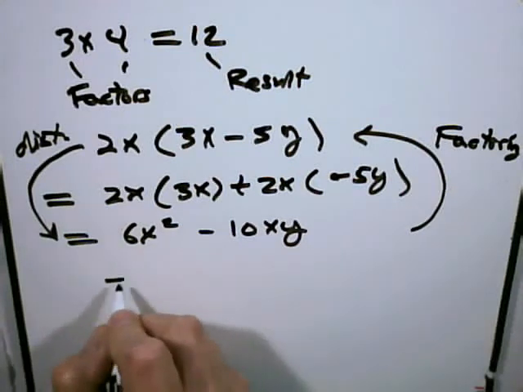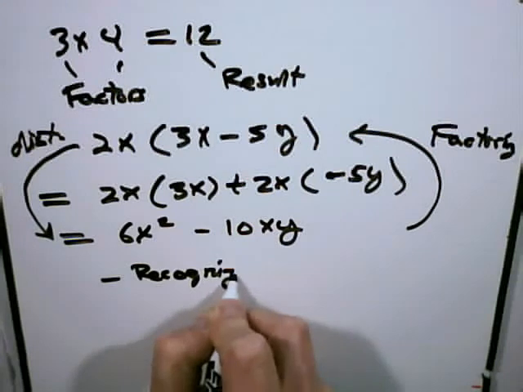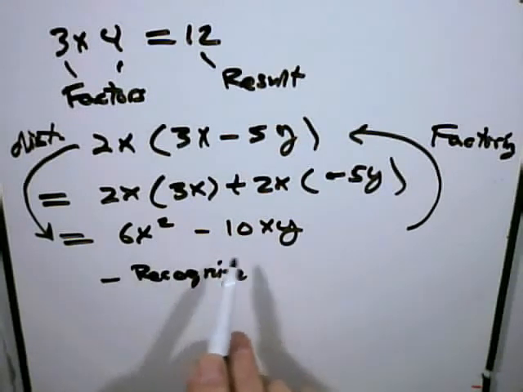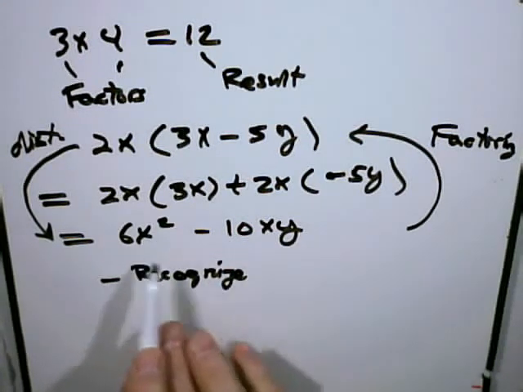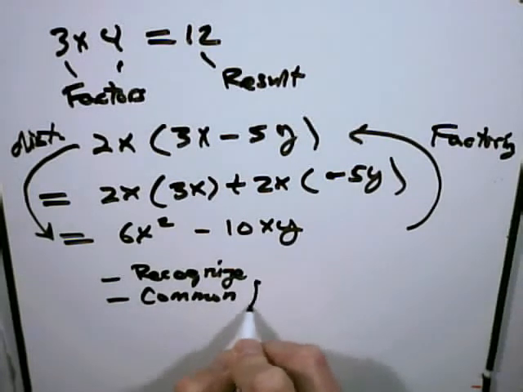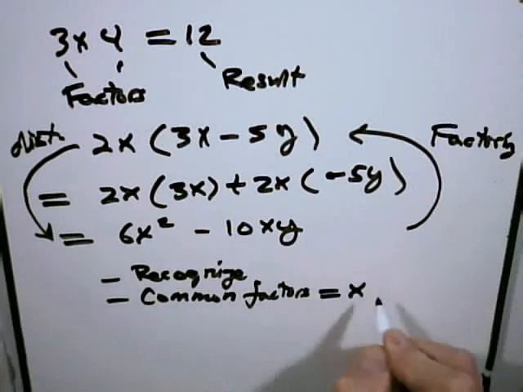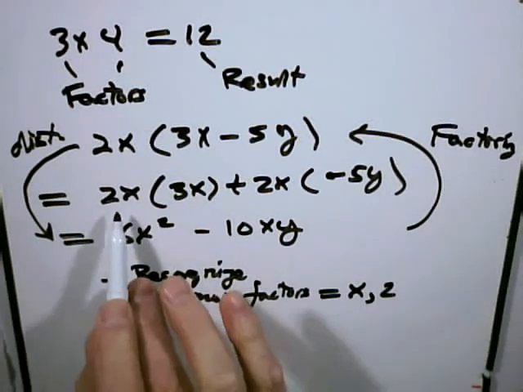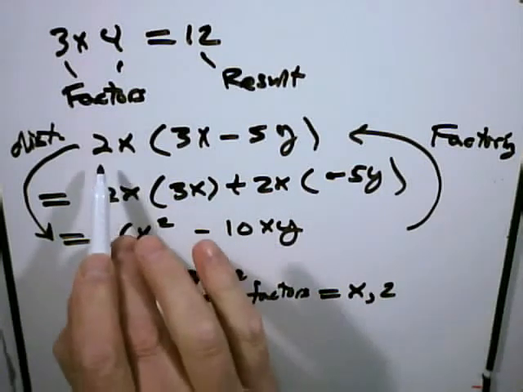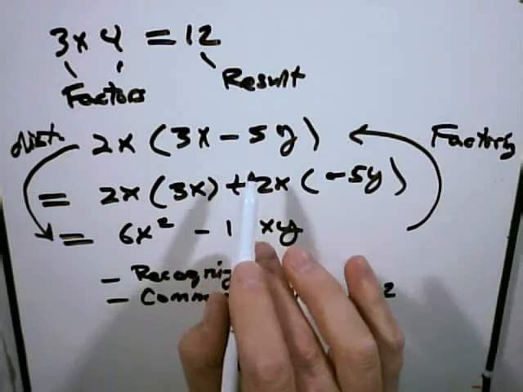And the technique involves recognizing. We recognize that we have this simplified expression and that we can find common factors. In this case, the common factors were x and 2. Once we factored out that 2 and x, then we were able to see that the original result was the multiplication of these two.